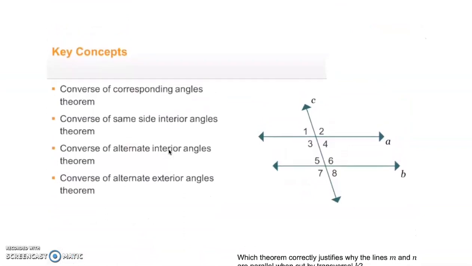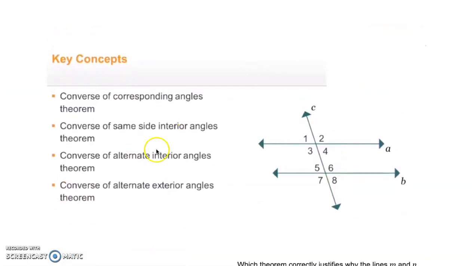So here's some more. You want to write these down just so you know them, and you might need to use them in your homework assignment or when you're doing proofs. But there are converses. For each one of those theorems that we had in our last section, the converse is also true. So corresponding angles says if we have two angles that are corresponding, then the lines are parallel.